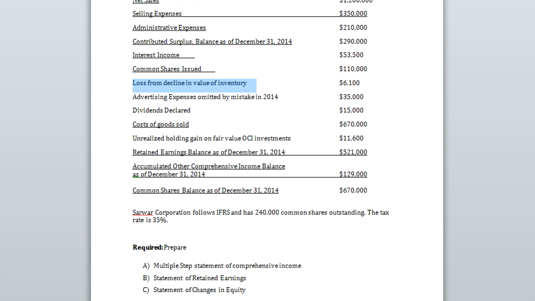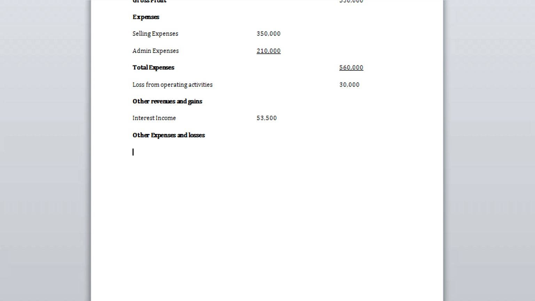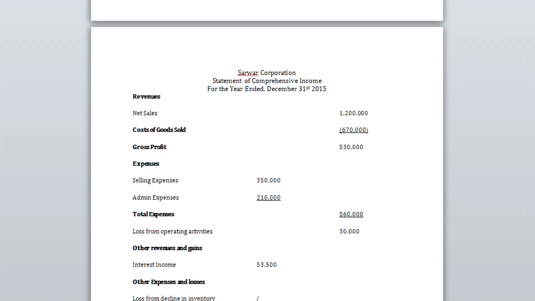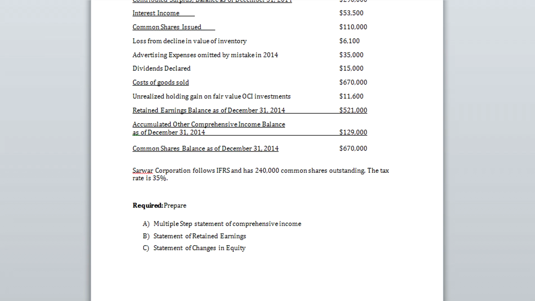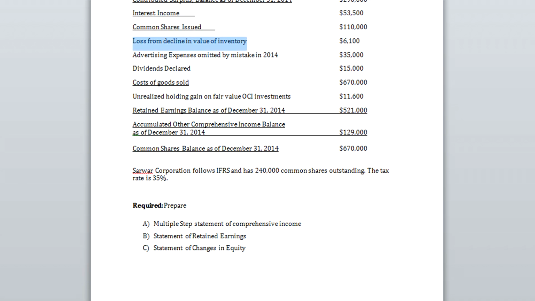So all we have left here now is our loss from decline in inventory, which is a non-operating loss, right? So we'll include that. Loss from decline in inventory. The reason why it's non-operating is because the inventory isn't used in value every day. So we'll put that on the statement there. It is a loss of about $6,100. Just put that in there, nice and simple. And let's look at, do we have anything else?